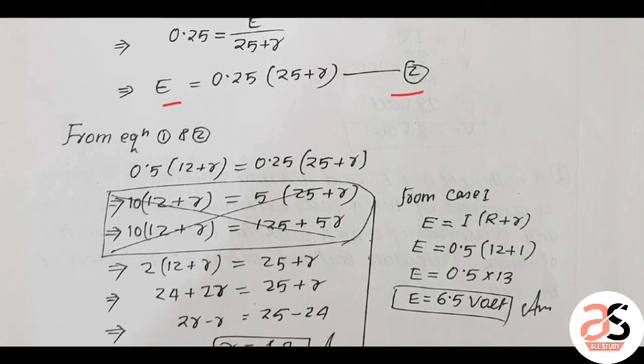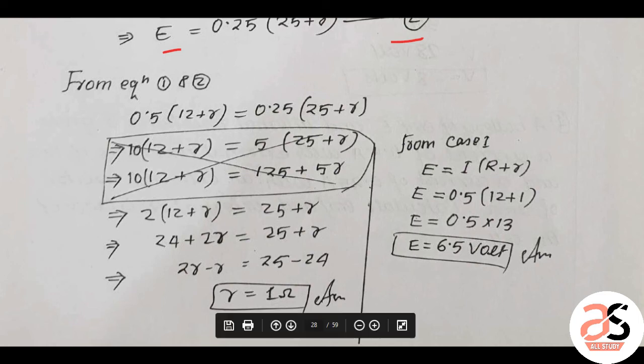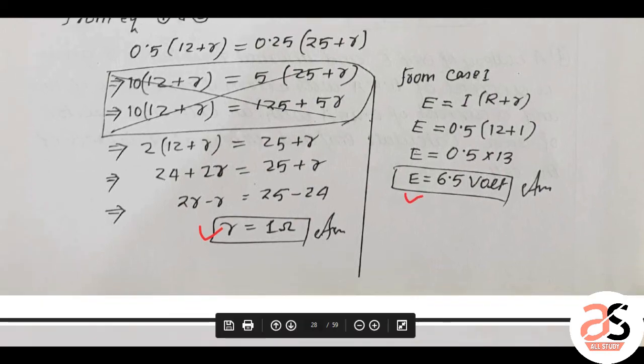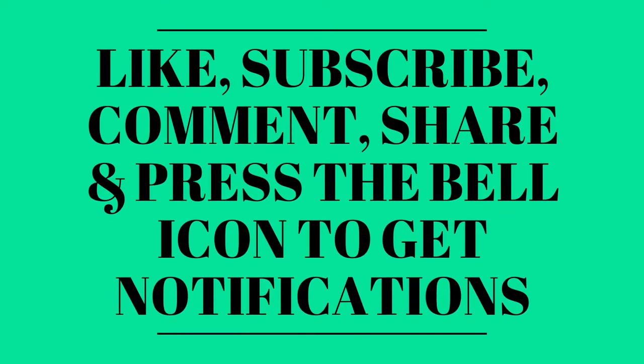Now we want to find out the values of these two. Solving these two, we get small r equal to 1 and E equal to 6.25. So 1 ohm, 6.25. So this is the answer. EMF is 6.25 volt and internal resistance is 1 ohm.